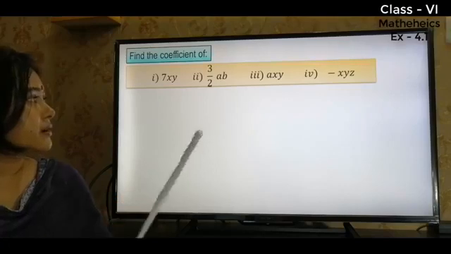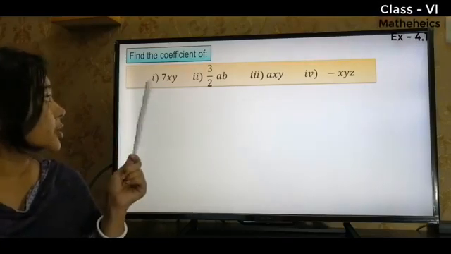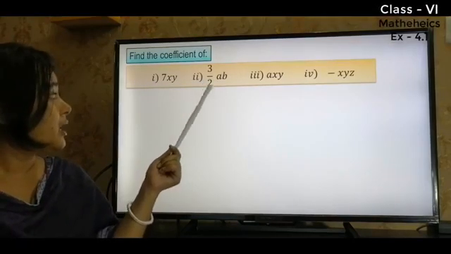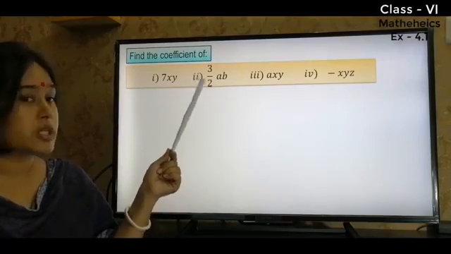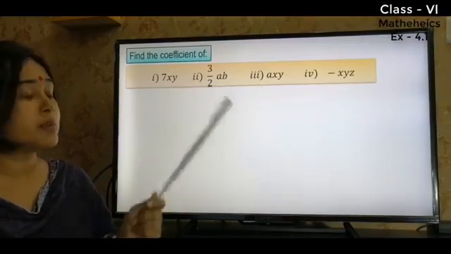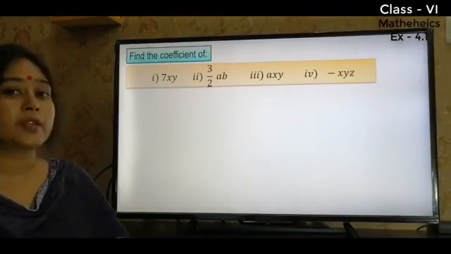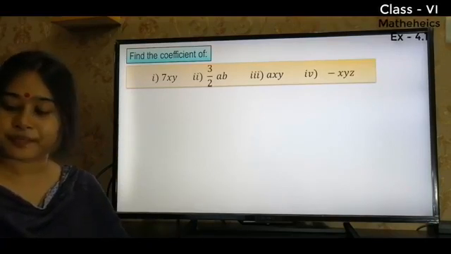Okay, here are some examples to find the coefficient. Example one is 7xy, number two is 3 by 2 ab, number three is axy, and number four is minus xyz. So let's find out the coefficients here.